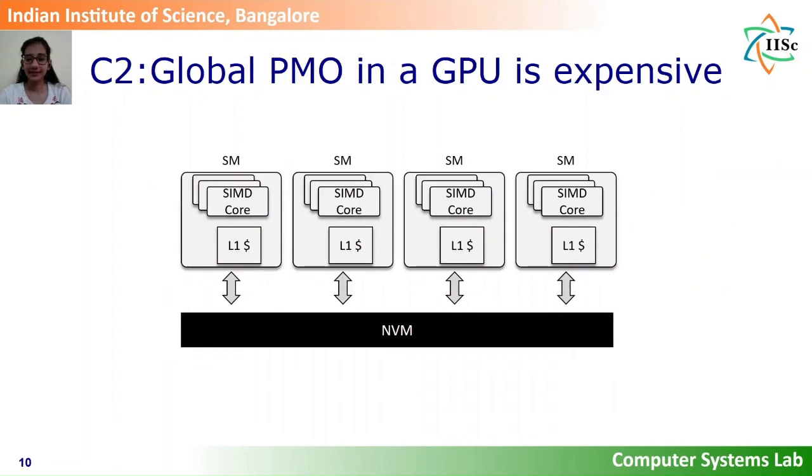Secondly, CPU persistency models rely on global ordering of persists, which is not well suited for the GPU's highly parallel architecture. Furthermore, GPU applications may require PMO both within and across thread blocks. Hence, only globally ordering persists is not just expensive but also unnecessary.